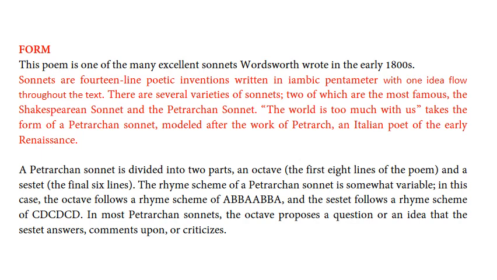When we discuss the ballad, we define the ballad according to its content, while the sonnet is defined according to its form, to the number of lines. Sonnets are 14-line poetic inventions written in iambic pentameter. You know what iambic pentameter is? Meters with 5 pairs of stress, with one idea flowing through the text.